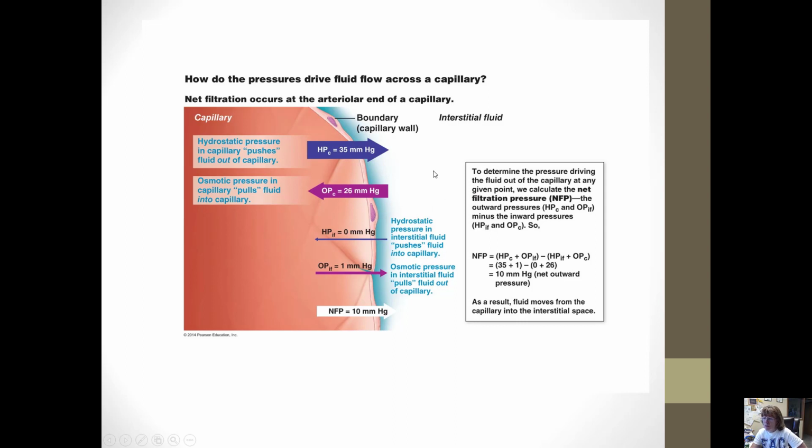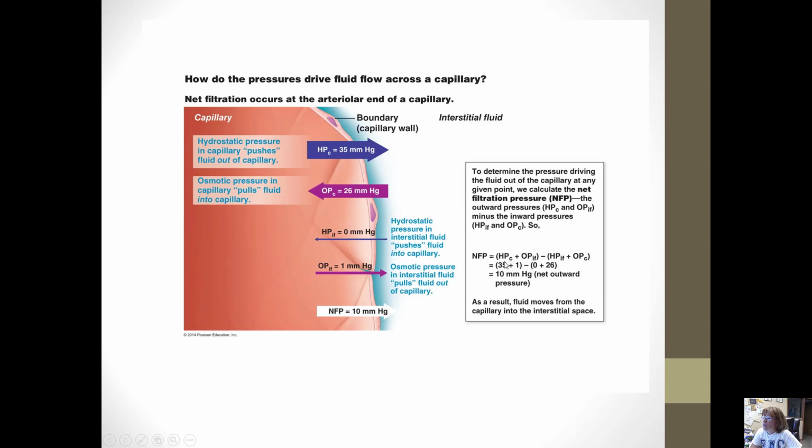We should never see plasma proteins out in the interstitial fluid, because if we do, this number will be higher, meaning a higher osmotic pressure of the interstitial fluid, and so not as much water will return back to circulation. So when we want to find out where the fluid is going, we always want to do our net filtration pressure equation. Here is the equation for net filtration pressure.